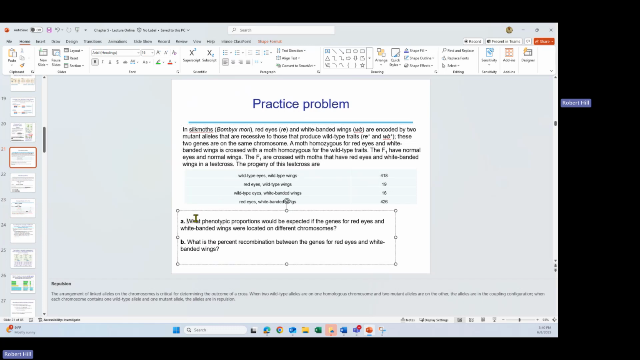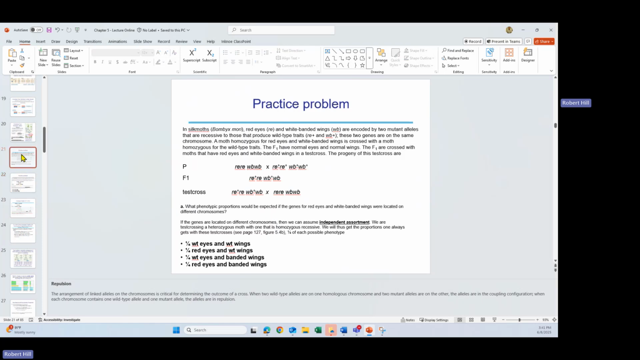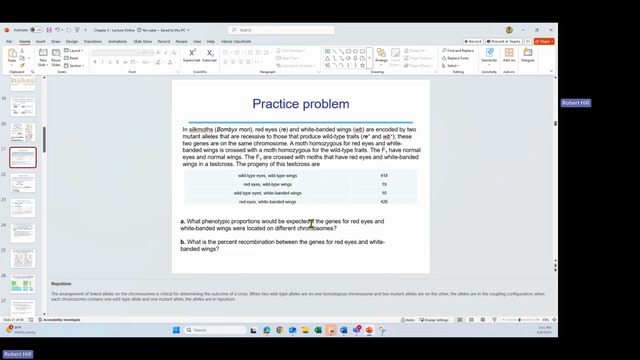But let's read on. Let's look at what phenotypic proportions would be expected if the genes for red eyes and white banded wings were located on different chromosomes. Well, I think I just gave you the answer to that question. Be sure to understand what we're looking at here. We're looking at a test cross. If you had said 9 to 3 to 3 to 1, that would be wrong. That's the anticipated ratio for a typical Mendelian cross where you're self-fertilizing the F1s.